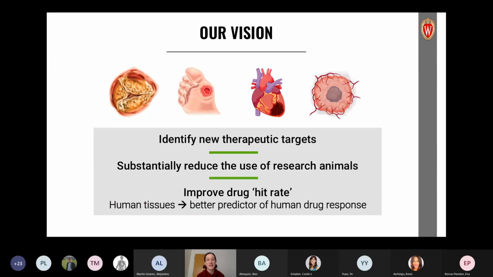So our vision for our lab is that we want to use these models to identify new treatment targets. We want to reduce the number of research animals used, and we want to improve the drug hit rate, with our hypothesis being that human tissues can be a better predictor of human drug response.